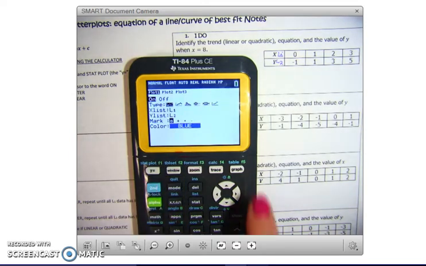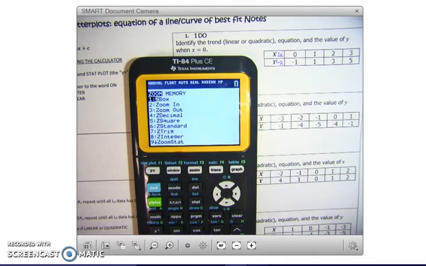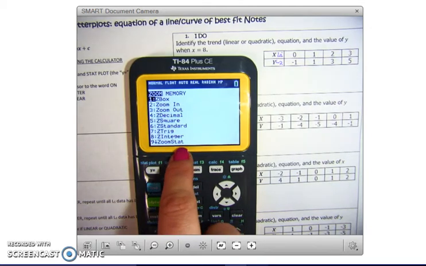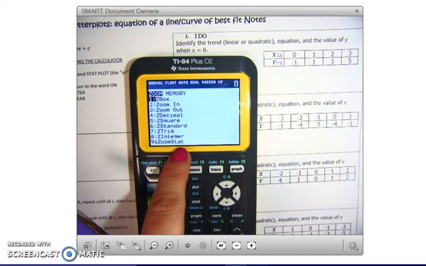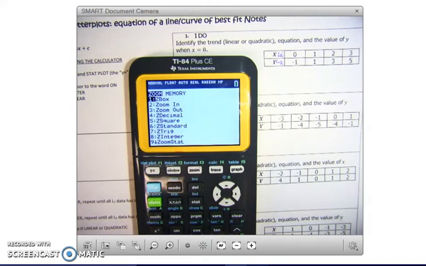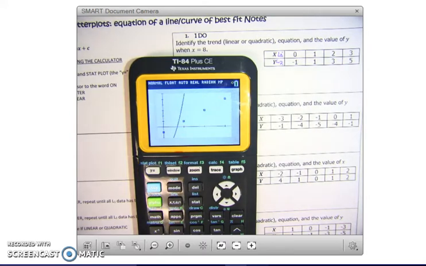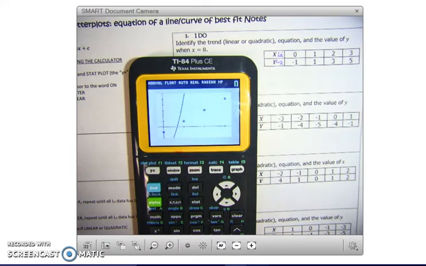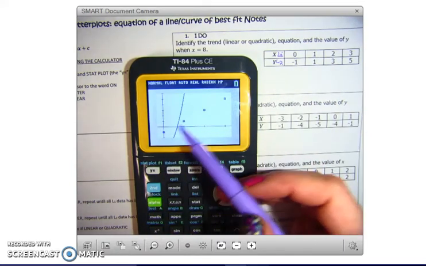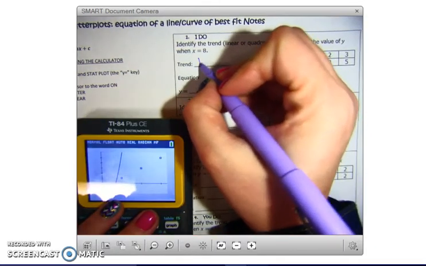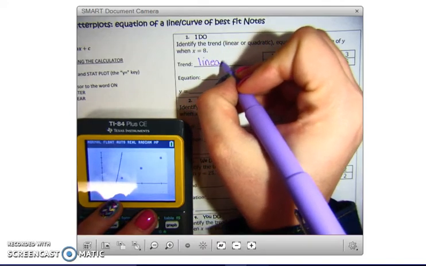So now I'm going to hit zoom, and I'm going to hit stat. This unit is all about statistics. When we're talking about graphing lines of best fit, equations of best fit, it's all about statistics. So I'm going to hit zoom stat. That's just going to take me to my points that I plotted. Well, if I look, I have 4 points, and they're in a pretty straight line, so my trend is linear.